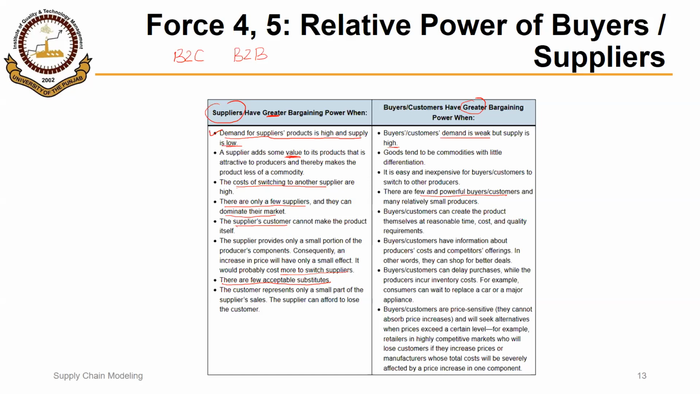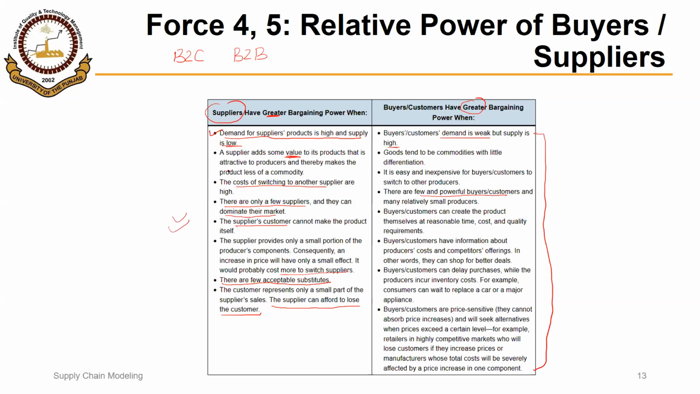And finally, the customer represents only a small part of the supplier's sales. The supplier can afford to lose the customer. So the supplier is providing the same product to many customers, as we saw in the first lecture, that in a supply chain, a supplier could be supplying to different organizations. So if a certain customer is being supplied with a very small quantity, the supplier can easily, for example, abandon supplying to that customer because it will not impact its business. So it can use its bargaining power in this case to increase the prices, for example. You can see the factors mentioned here, and most of them are just the opposite of the ones that we saw.